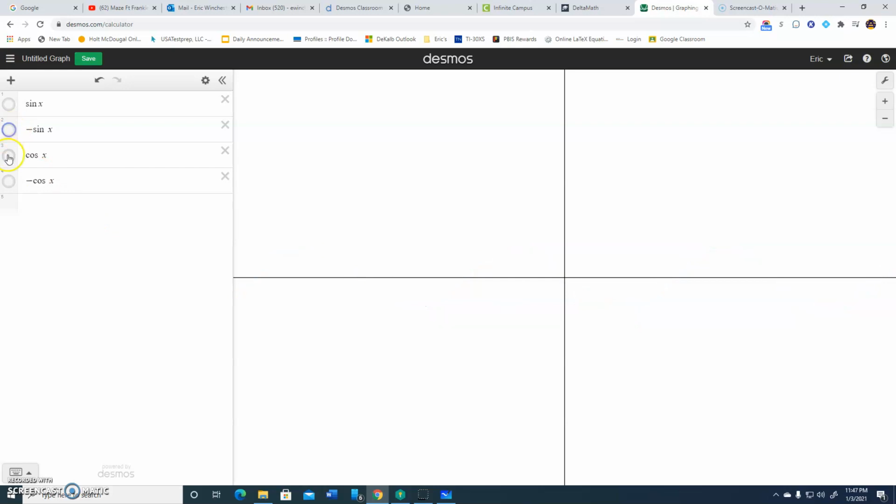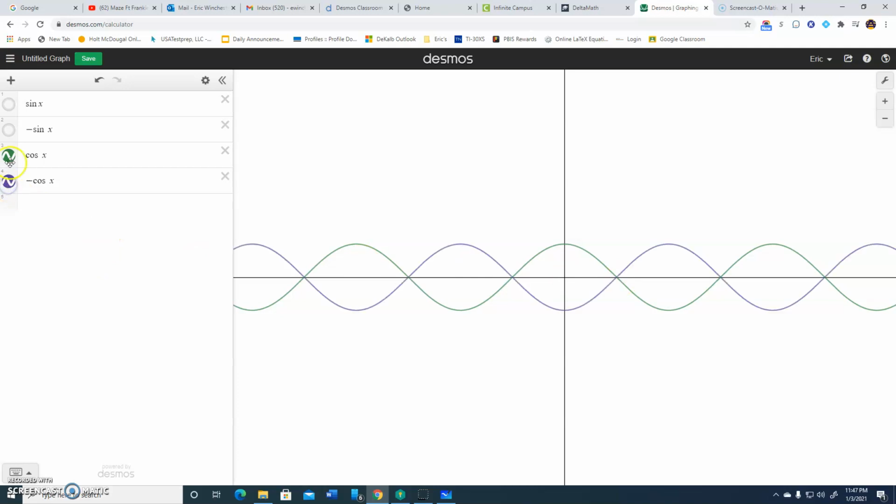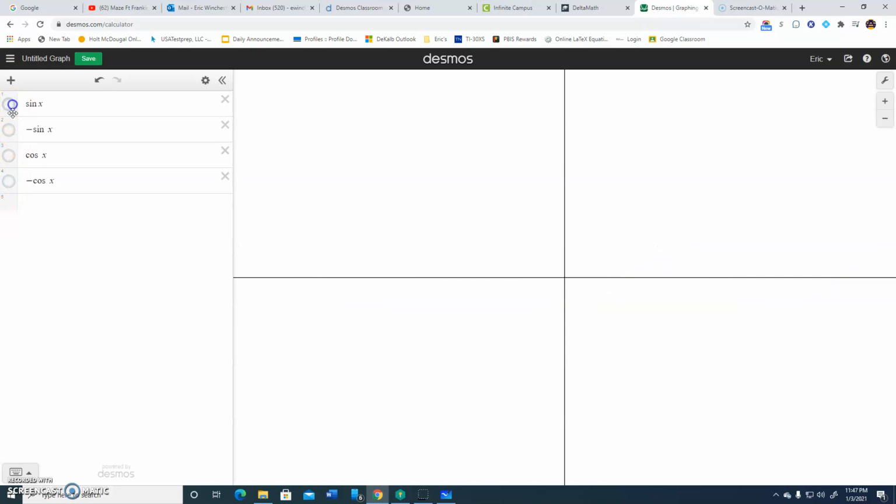Well, when we compare that to cosine, cosine will not start at the midline. So here it's starting at the max and then comes down to the midline. But if we had negative cosine x, it starts at the minimum. So in a synopsis, sine always starts at the midline and, based upon the coefficient, goes up or down.